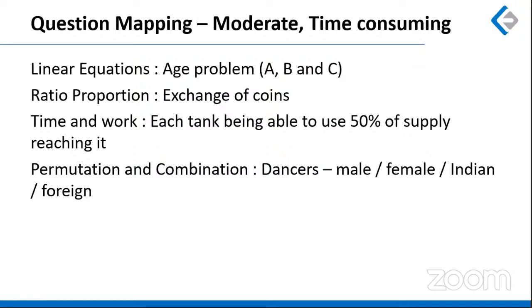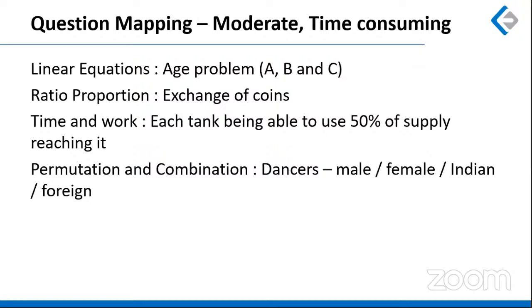A question based on ratio and proportion was given where a person was exchanging his coins. He was exchanging all his 5 rupee coins with 2 rupee and 10 rupee coins. The catch here was that he was exchanging his coins for 2 and 10, so not all 5 rupee coins can be converted into 10. You need to have a minimum portion of 2 rupee coins. That was the catch in this question.